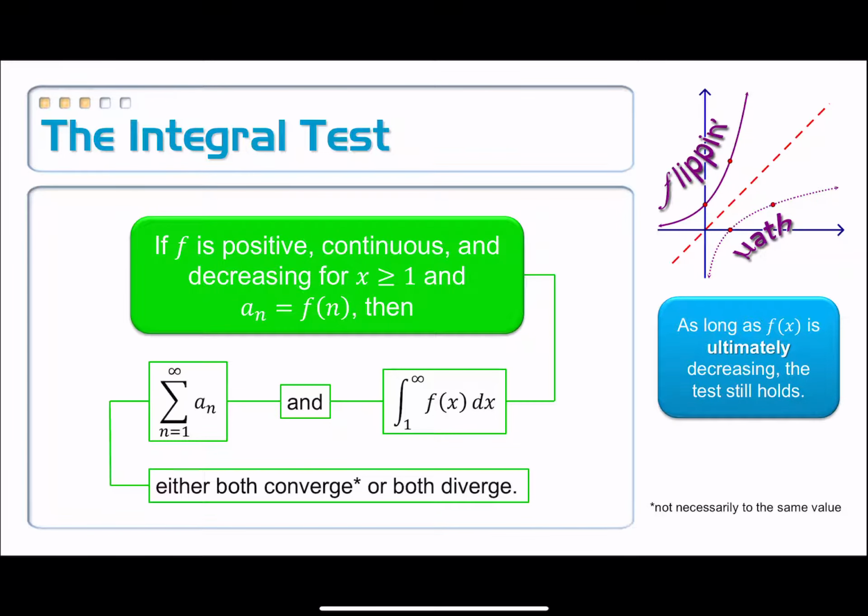Why does this thing actually work? Now, in the wording of the test, it does say that our function needs to be decreasing for x greater than or equal to 1. Well, we can get around that as long as our function is ultimately decreasing. The test will still hold. For example, it might go up a little bit, and then maybe it doesn't start decreasing until n is equal to 2 or 3. Well, then it'll still be okay, and I can still apply the test after that particular point.